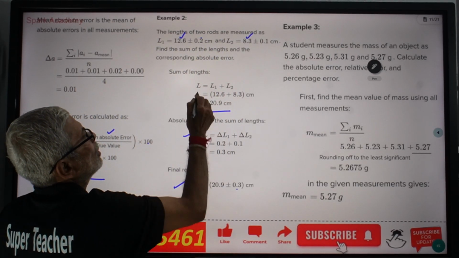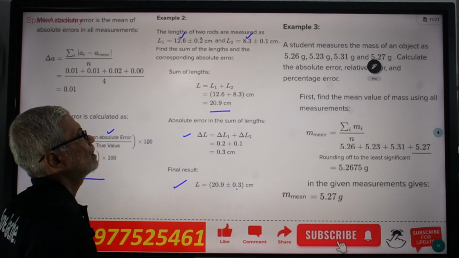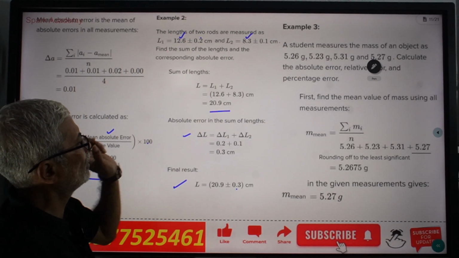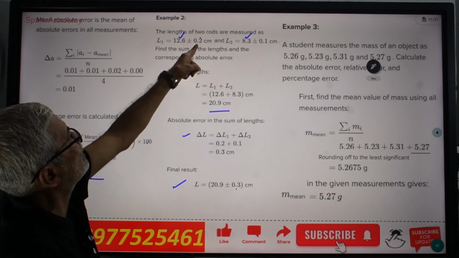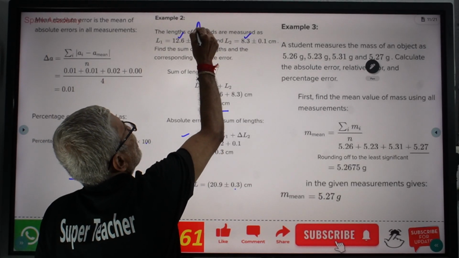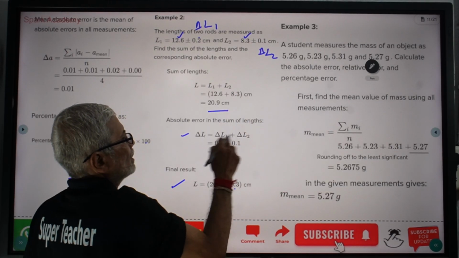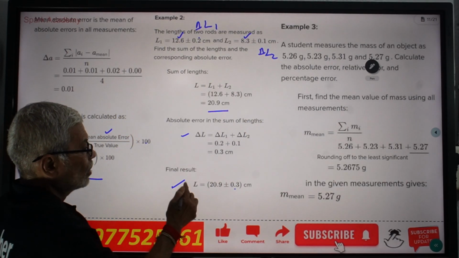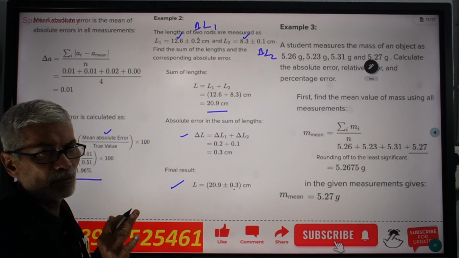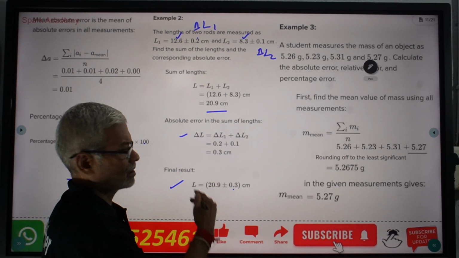So first you find the absolute value of the length. L will be equal to L1 plus L2, that is 12.6 plus 8.3, this value, and del L is del L1 plus del L2. This is your del L1 and this is your del L2. So you put them in and add them, and then you write it in this format. This format says that this is the total length which is measured. It can be 0.3 more or 0.3 less.